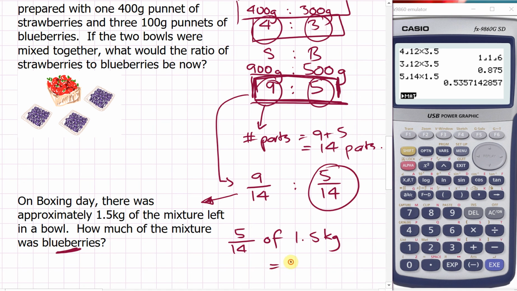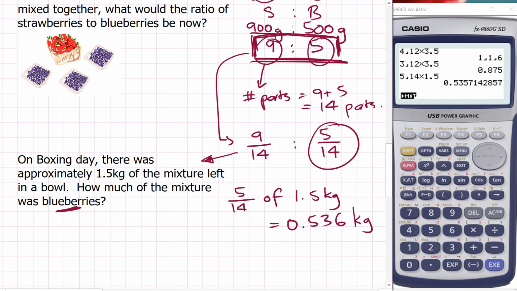So that is equal to 0.536 kgs. So a little over half a kg of blueberries. So I put 3 dp here because I've rounded it to 3 decimal places. Kgs of blueberries.